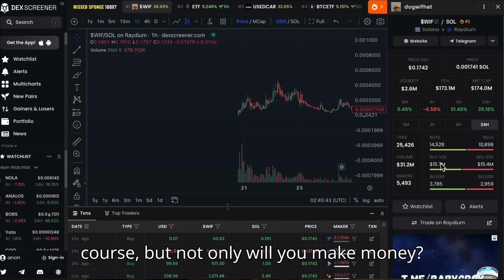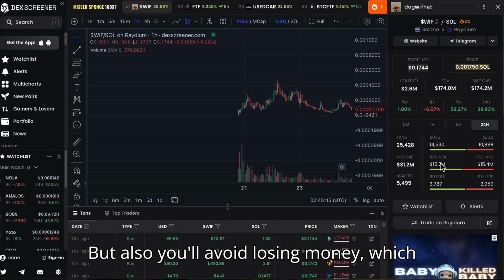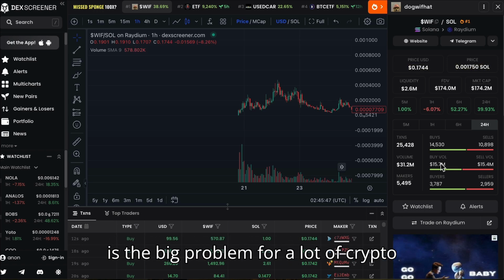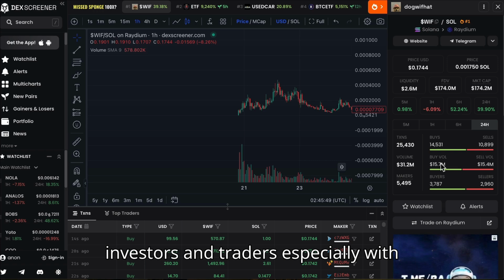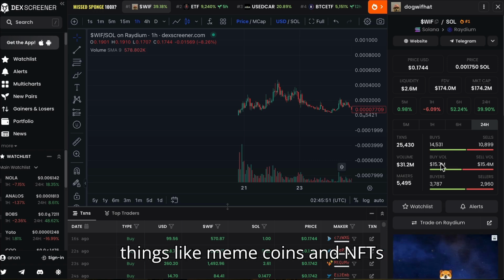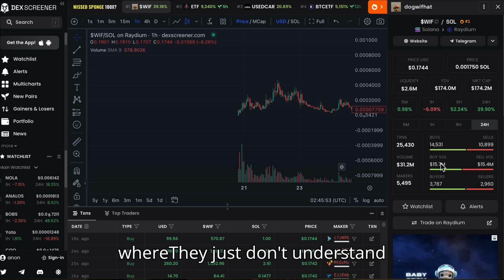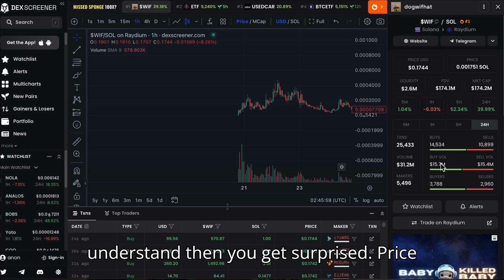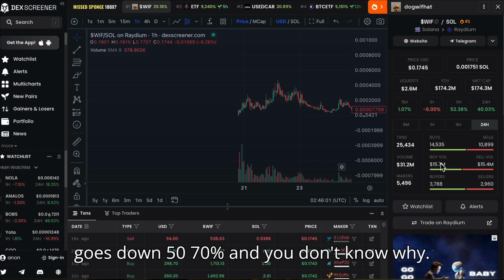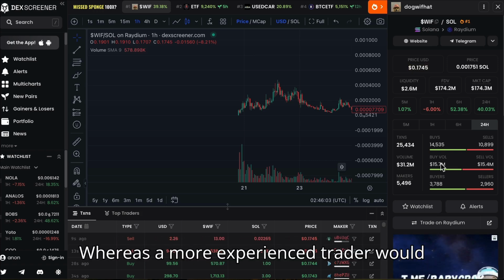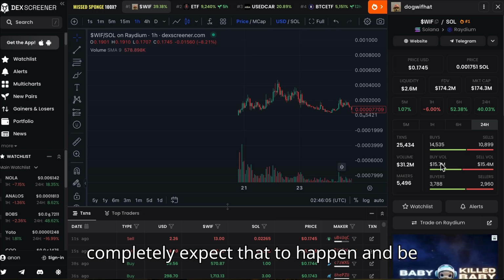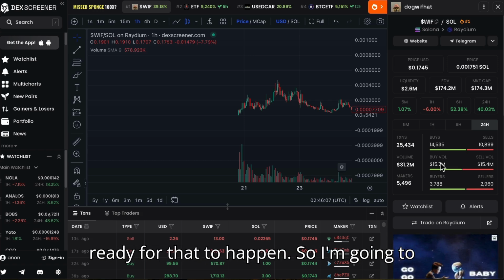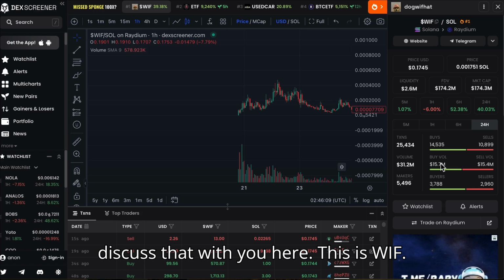But not only will you make money, but also you'll avoid losing money, which is the big problem for a lot of crypto investors and traders, especially with things like meme coins and NFTs, where they just don't understand how the markets move. And if you don't understand, then you get surprised. Price goes down 50, 70% and you don't know why. Whereas a more experienced trader would completely expect that to happen and be ready for that to happen. So I'm going to discuss that with you here.